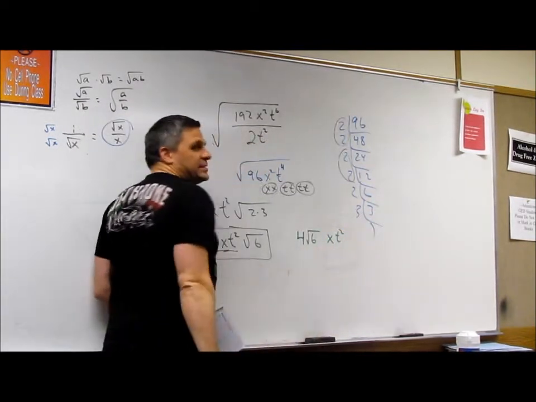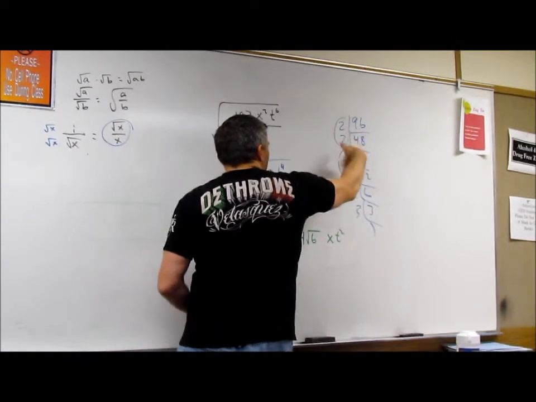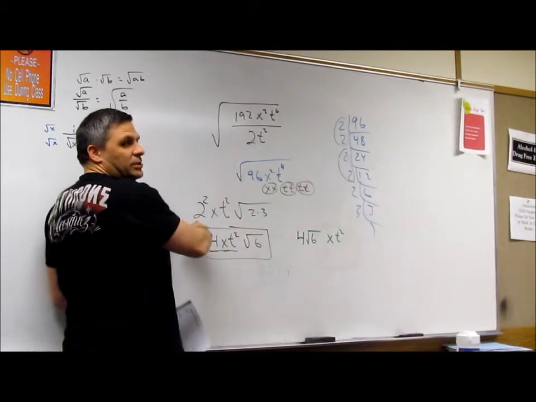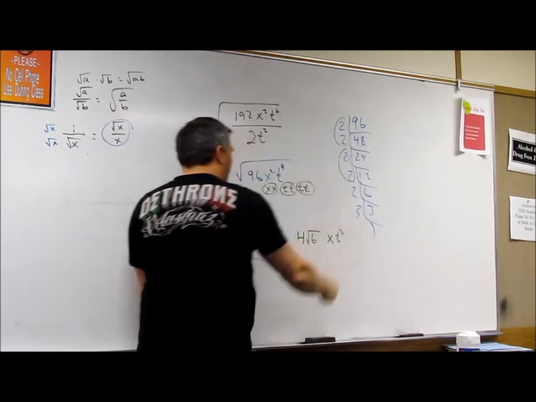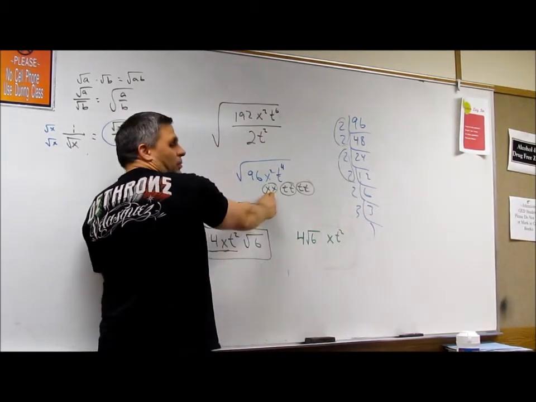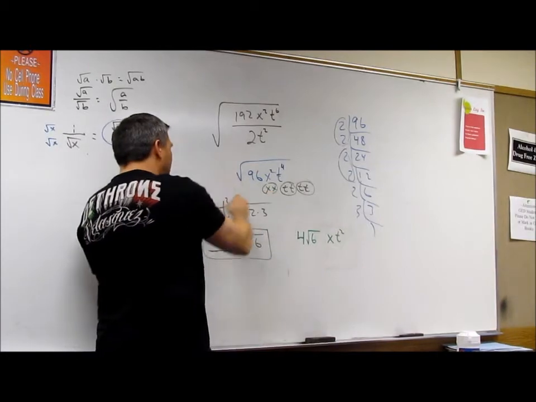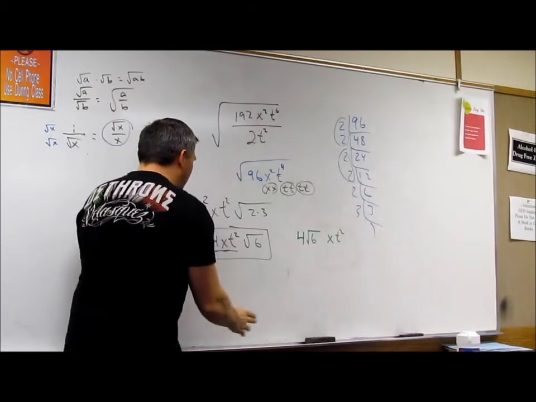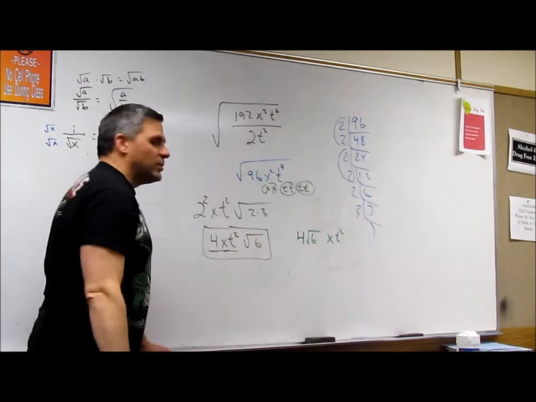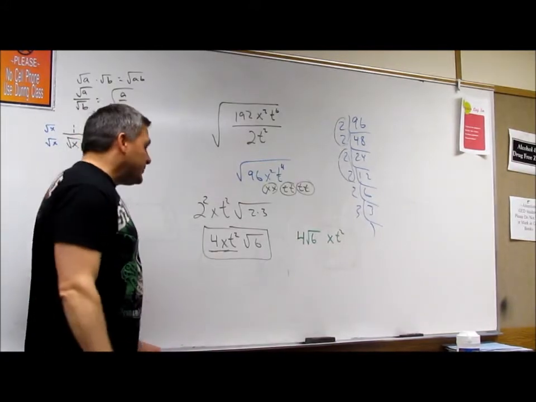We break 96 down. We pull 2. We pull 2 for 2 outside the box. 1 left inside the box, and 3 left inside the box. We pull 1x out, 2 t's out, and we're left with 4xt squared times the square root of 6.